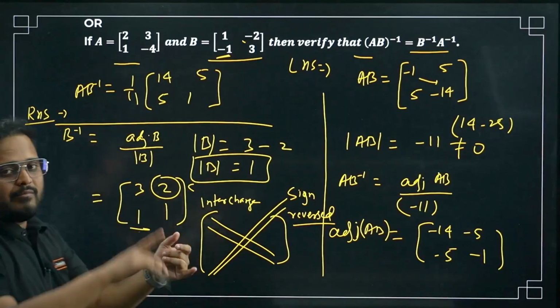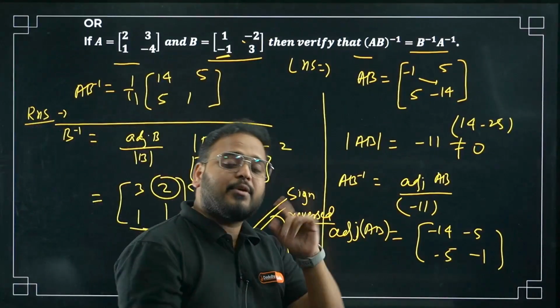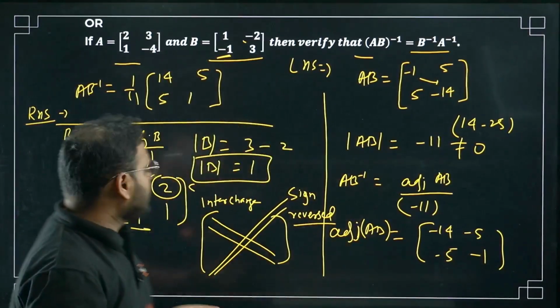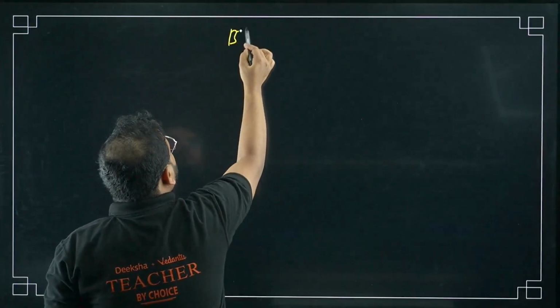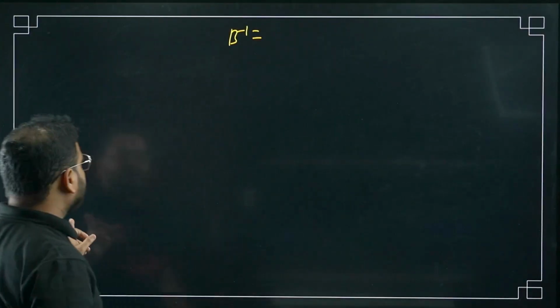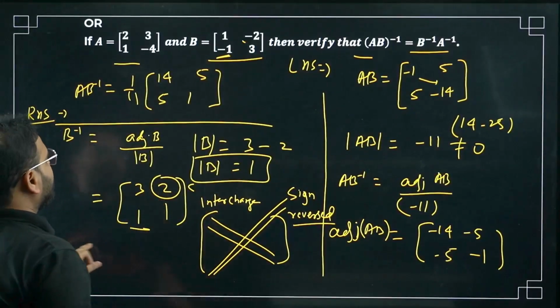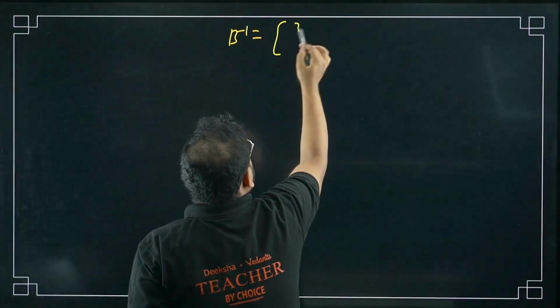Why do we do that? Because of the cofactor, the sign changes there, and because of the transpose, it comes back to the same position. Agreed? Okay. So if this is going to be your B inverse, have a look. B inverse will be adjoint B by determinant of B. Determinant of B is nothing but 1. So same thing will repeat: 3, 2, 1, 1.